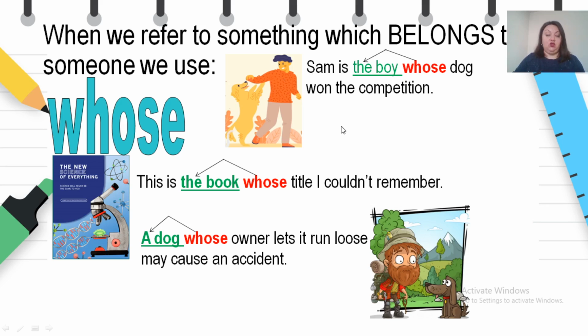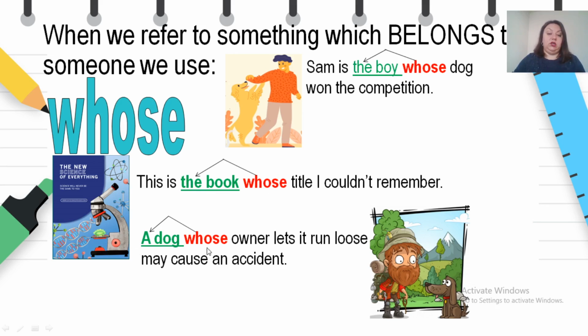И да искажува присвојност. Sam is the boy whose dog won the competition. So it's his boy, it's his dog, sorry. Whose dog is it? It's his dog. This is the book whose title I couldn't remember. Ова е книгата чишто наслов не можев да го запомнам. Whose refers back to the noun, the book. The title belongs to the book.